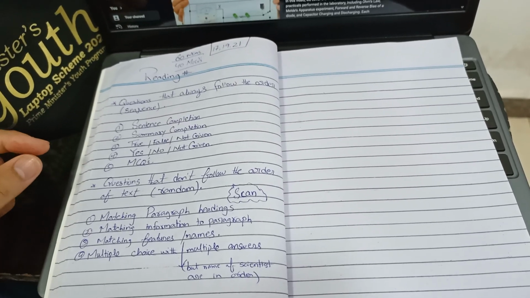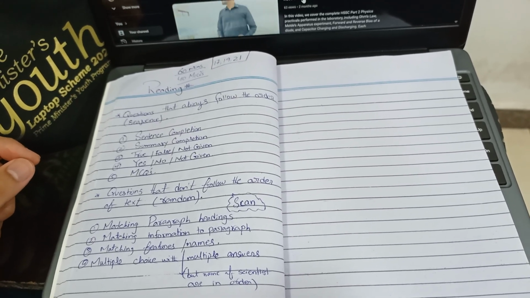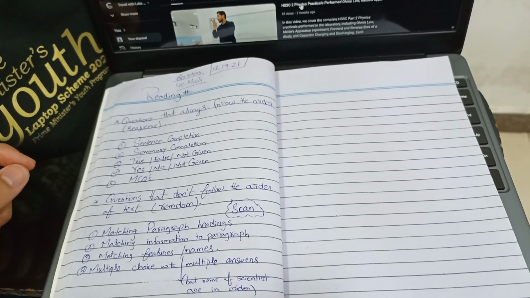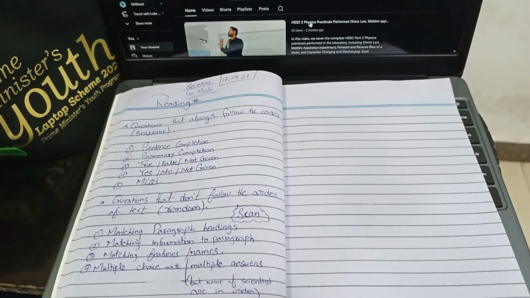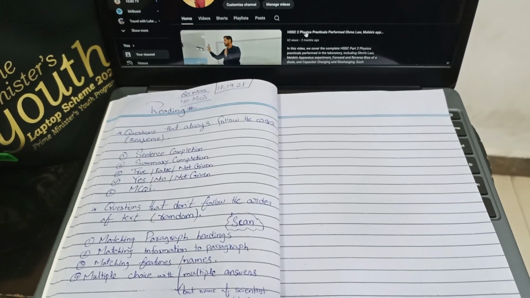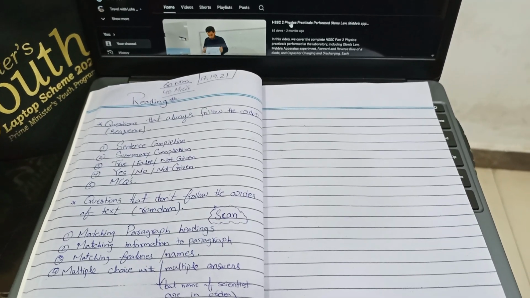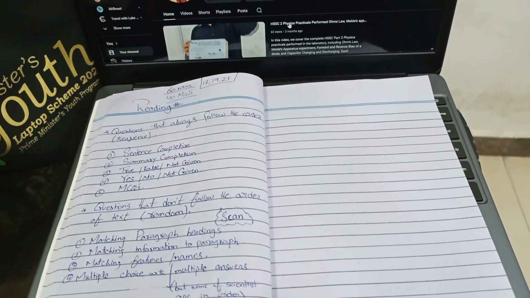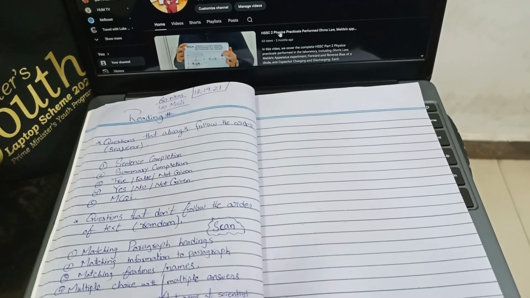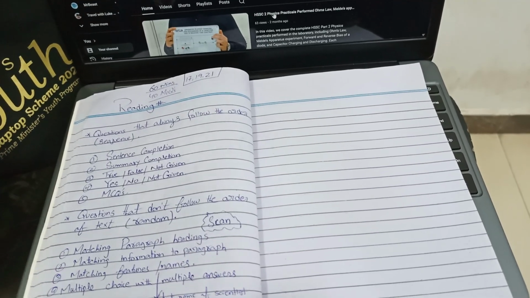So if you reach around 32 marks, then you will score 7 bands, right? And if you score 35, then you will reach 7.5 bands. So keep in mind, you must secure above 32 marks, not less than that. This is good for you, right?